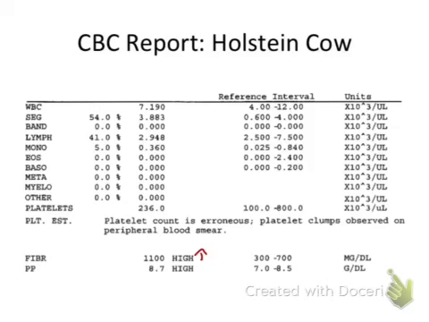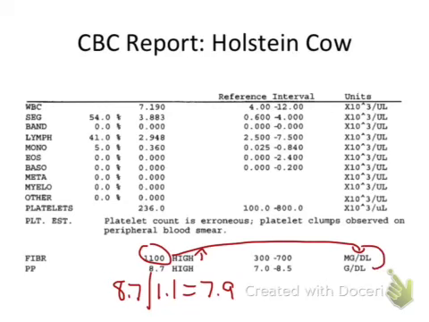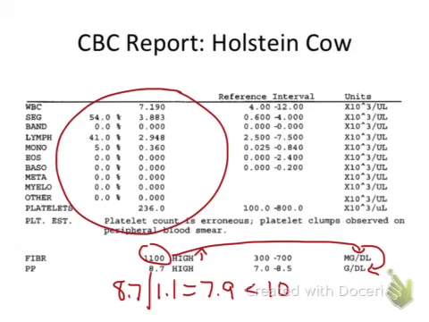In this case, the plasma protein to fibrinogen ratio is 8.7 divided by 1.1, which equals 7.9. So note that I did change the units of the fibrinogen so that it was the same as the units of the protein. So since 7.9 is less than 10 in a ruminant, we have identified inflammation even though there were no other indicators of it in the CBC.